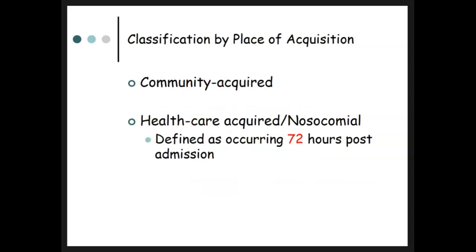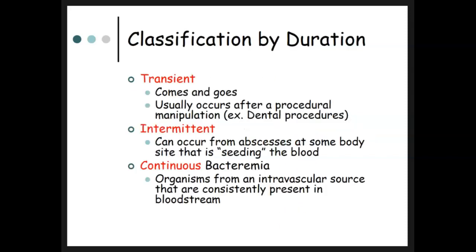And classification by place of acquisition, we can have community acquired, which means you just got it out and about at home, not in the hospital, and then healthcare acquired or nosocomial. And you have to have developed this after 72 hours of being admitted into the hospital.